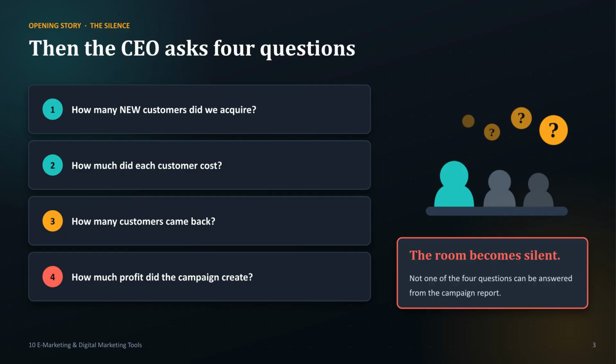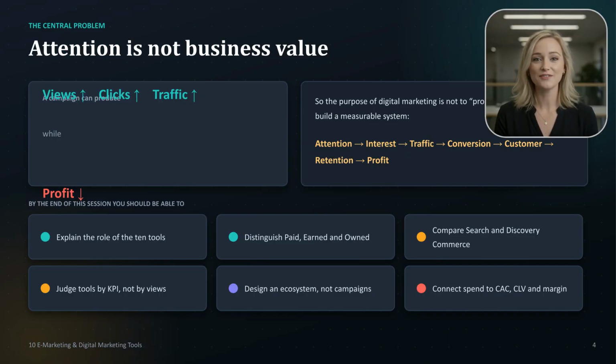How many new customers did we acquire? What was the cost per customer? How many came back? And most importantly, how much profit did this generate? When the team cannot answer, the room goes silent. The lesson is clear. Attention is not the same as business value. To be effective, we must build a measurable system.